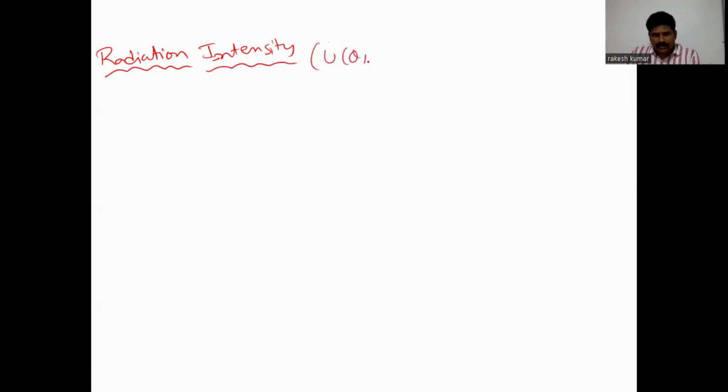Now let us discuss another parameter, that is radiation intensity. The radiation intensity is represented with U of theta, and the representation is U of theta comma phi.